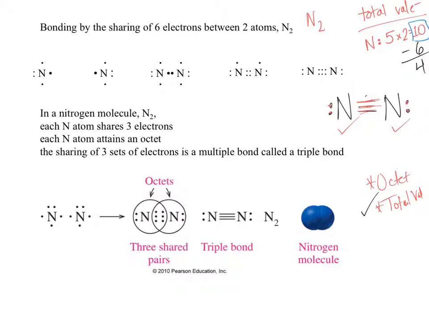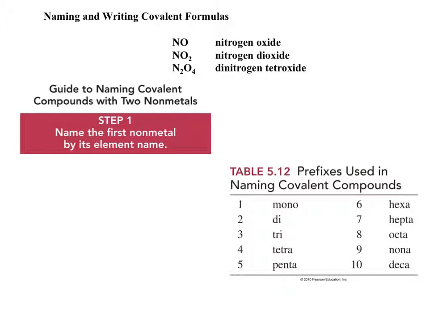Again, whether they're lone pairs or sharing, it still counts for octet. So all the atoms in the molecule have an octet, and the total adds up to be what it's supposed to. This is my correct Lewis structure for a nitrogen molecule. All right. So that's drawing Lewis dot structures.